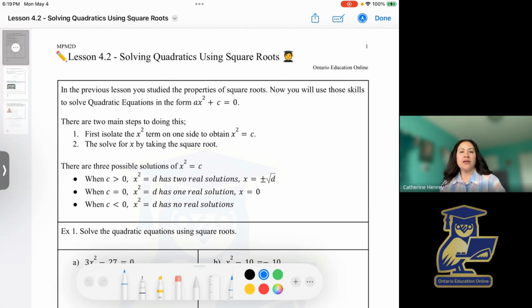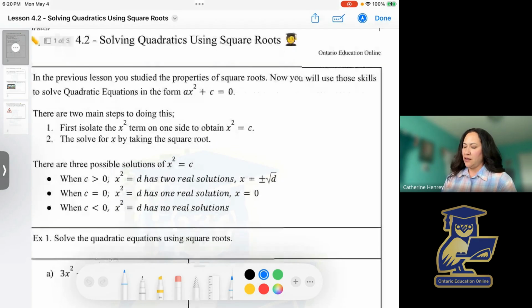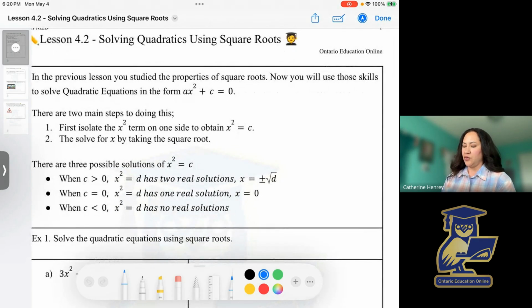Hey everyone, welcome to solving quadratics using square roots. So we're going to take the square roots and radicals practice that we had in the last lesson and start to apply it to solving quadratic functions. So now you'll use the skills. We'll take a look at quadratic functions that are in the form a times x squared plus c equals 0.